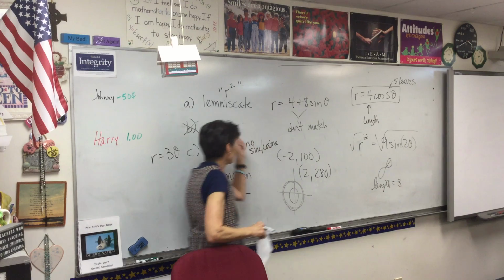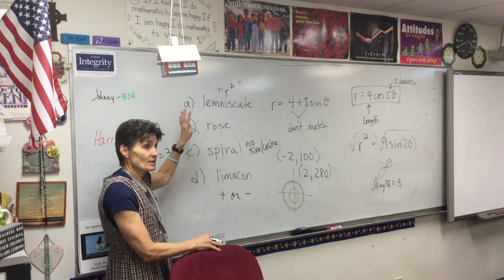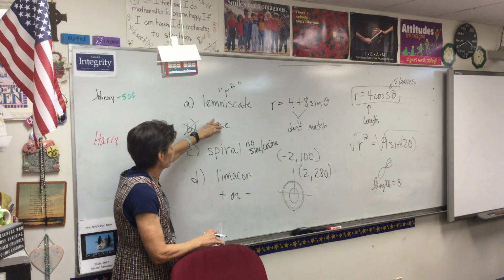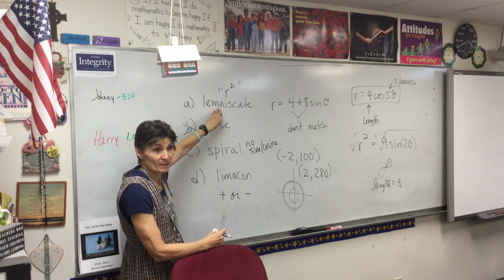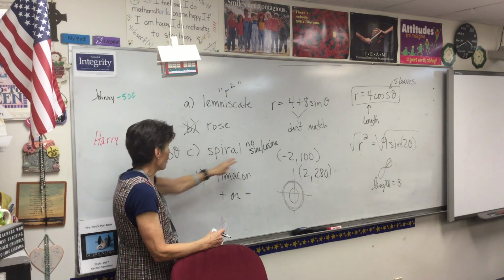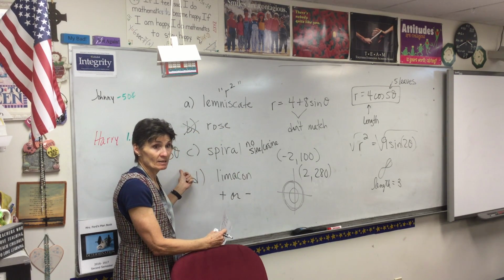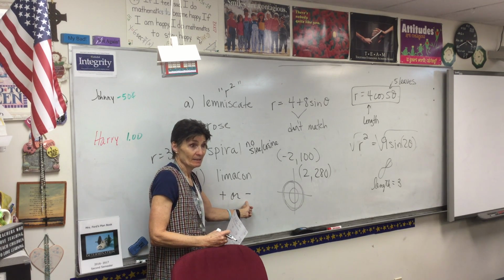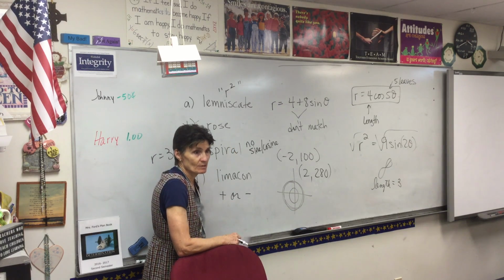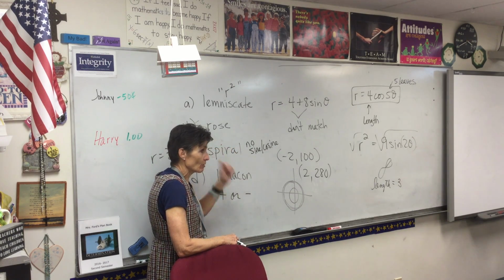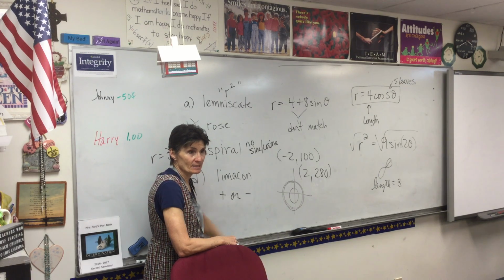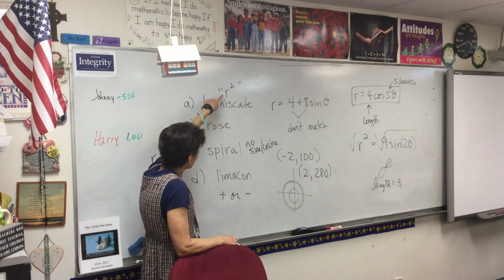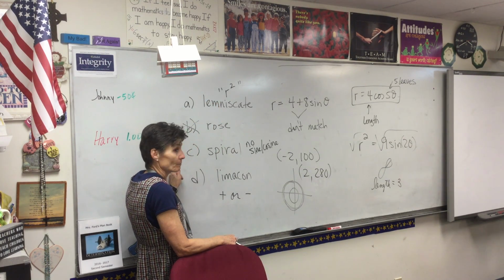The other 3, remember there's 4. These guys are all distinctive. So I don't even worry about what roses look like. I know if it has an r squared, it's a lemniscate. I know if it has no sine or cosine, it's a spiral. I know if it's got an add or subtract inside of it, it's a limaçon. The other one is a rose. It doesn't have an r squared. It doesn't have a plus or a minus. It's a rose. Okay? So these are the ways you can determine what's what.